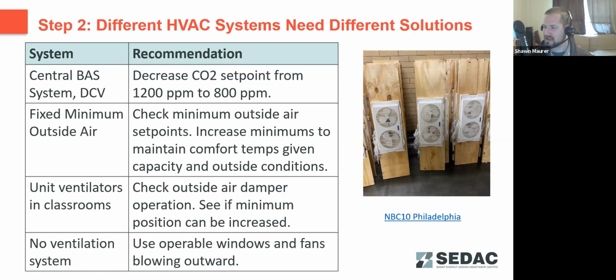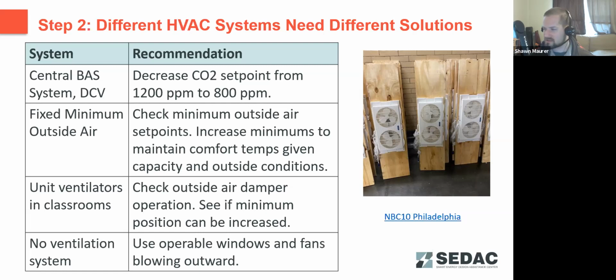If you've got unit ventilators in classrooms or HVAC systems that aren't tied to a central BAS system, where it's distributed controls, look at the control systems for those individual units. Typically, it's a pneumatic device that controls the minimum outside air position. See if that can be adjusted, have that set point changed, work with your HVAC contractors to increase that outside air as much as possible. Maybe have someone in the building trained how to adjust that so it can be adjusted on a seasonal basis, to maximize the amount of outside air you can bring in without overwhelming those systems.